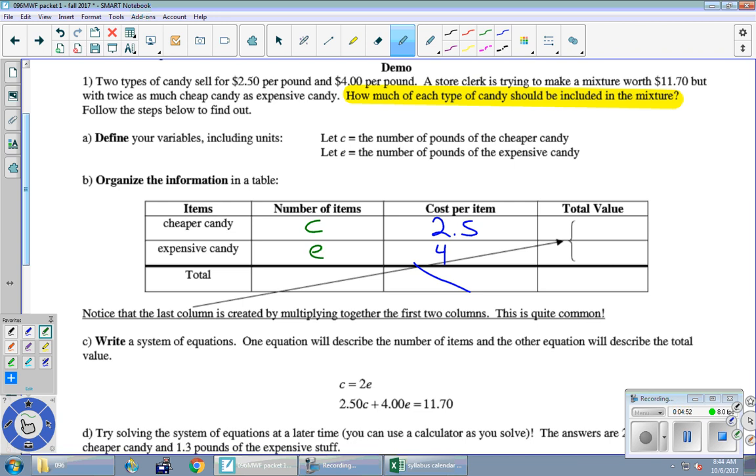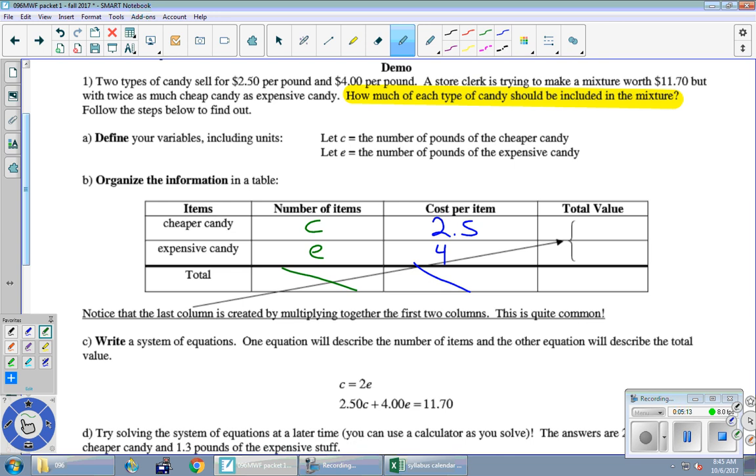And in some problems, you're going to have a number given in the words that you fill in that blank. Do we know how many total pounds of candy we're after in this problem? No. But in other cases, it might just be written explicitly. We want 15 pounds of candy altogether, and you just plop the number 15 in there. But in this case, it's a blank.